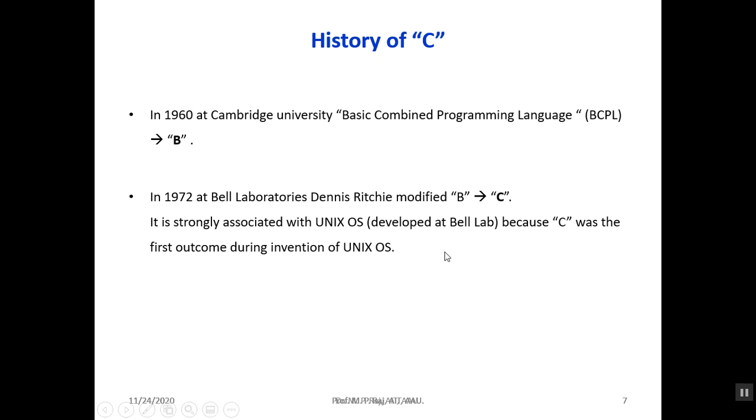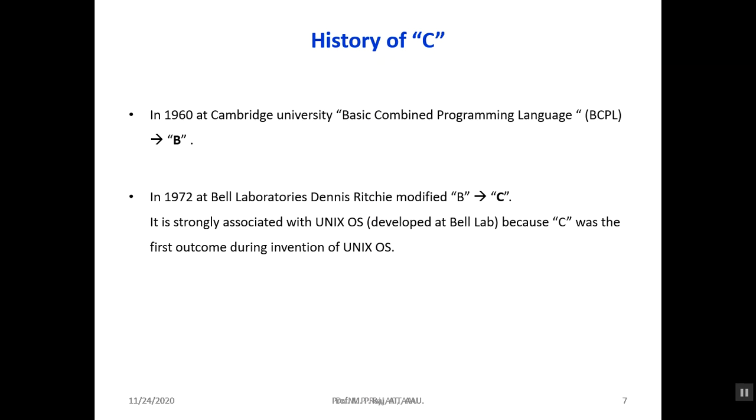Dennis Ritchie was trying to write code for the Unix operating system, and the languages which were available at that time were not proficient enough or capable enough to provide the facilities of Unix OS which Dennis Ritchie had thought. So he wrote one more language, that is C language.